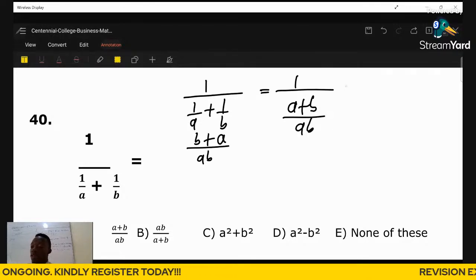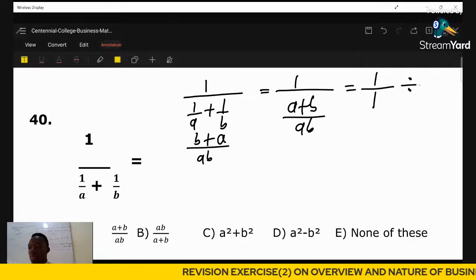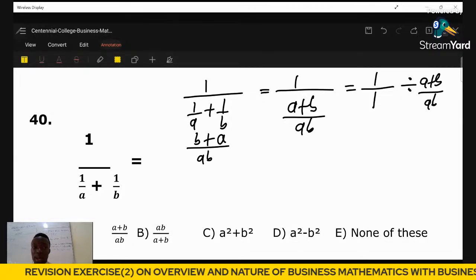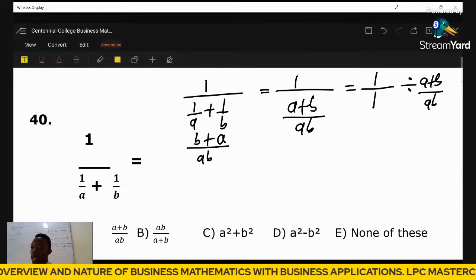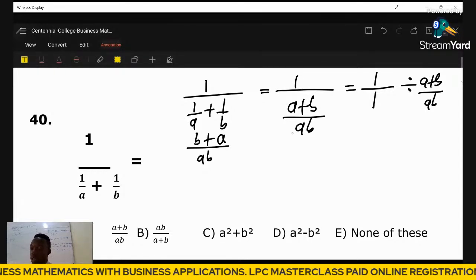AB. So you realize that you're going to have here 1 out of 1, okay, and then divided by A plus B out of what? AB. I hope you agree with that. I hope you agree with me on this division, because the 1 here, in the main division, can also be written as 1 out of 1. And then divided by what? A plus B over AB.